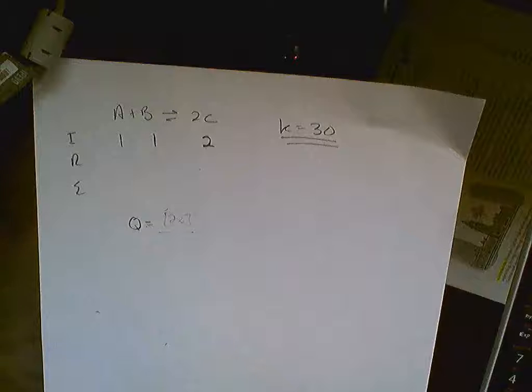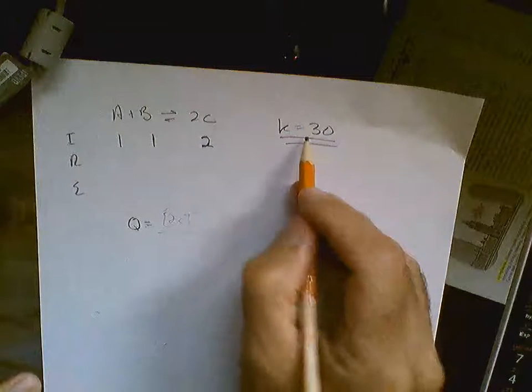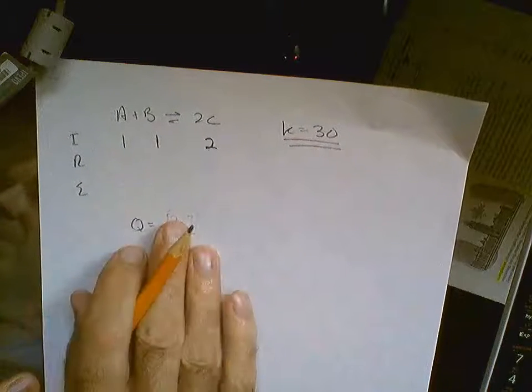Okay, so we are on to part 3, and in these questions, what they're going to do is ask you what way the reaction is going to go. Is it going to go towards the products, or is it going to go towards the reactants? And they're going to ask you to find Q. They'll give you K. They're going to ask you to find Q.